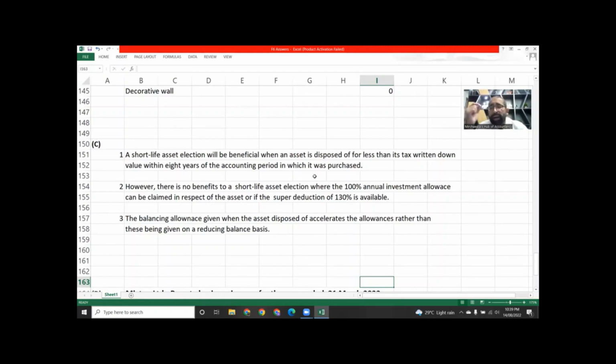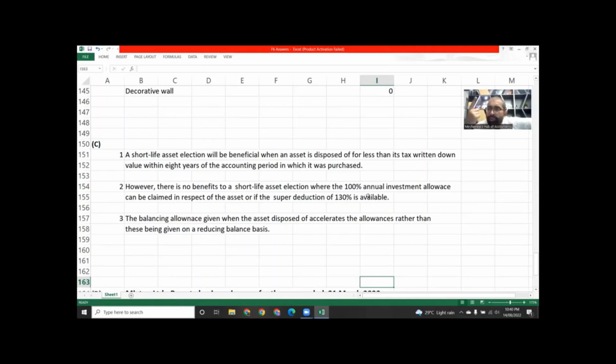You know how you get the balancing allowance? Whenever the proceeds are less than NBV, then it's a balancing allowance, right? And the balancing allowance is beneficial if you want to depool it within 8 years of the accounting period in which it was purchased. Yes, this is year of purchase plus 8 years. However, this is the technical point which I told you for the companies. There is no benefit to a short life asset election where the 100% annual investment allowance can be claimed or the super deduction of 130%.